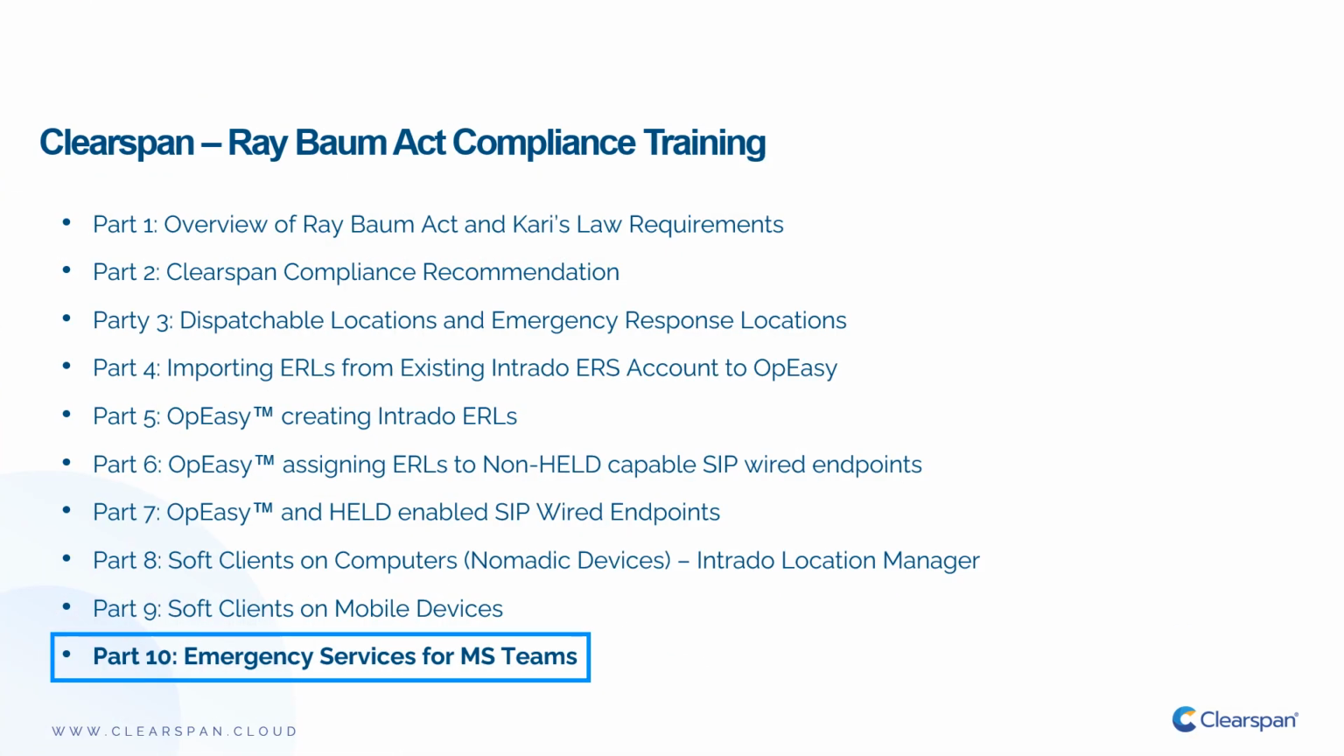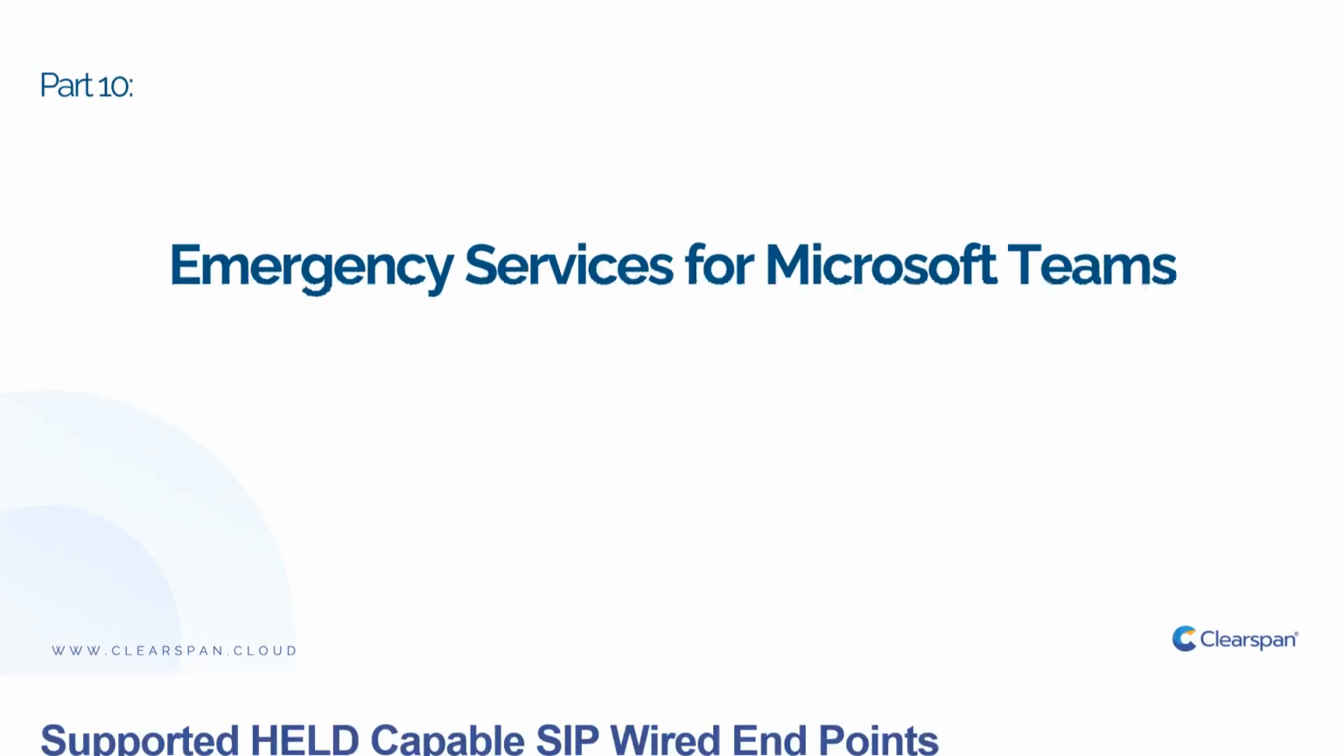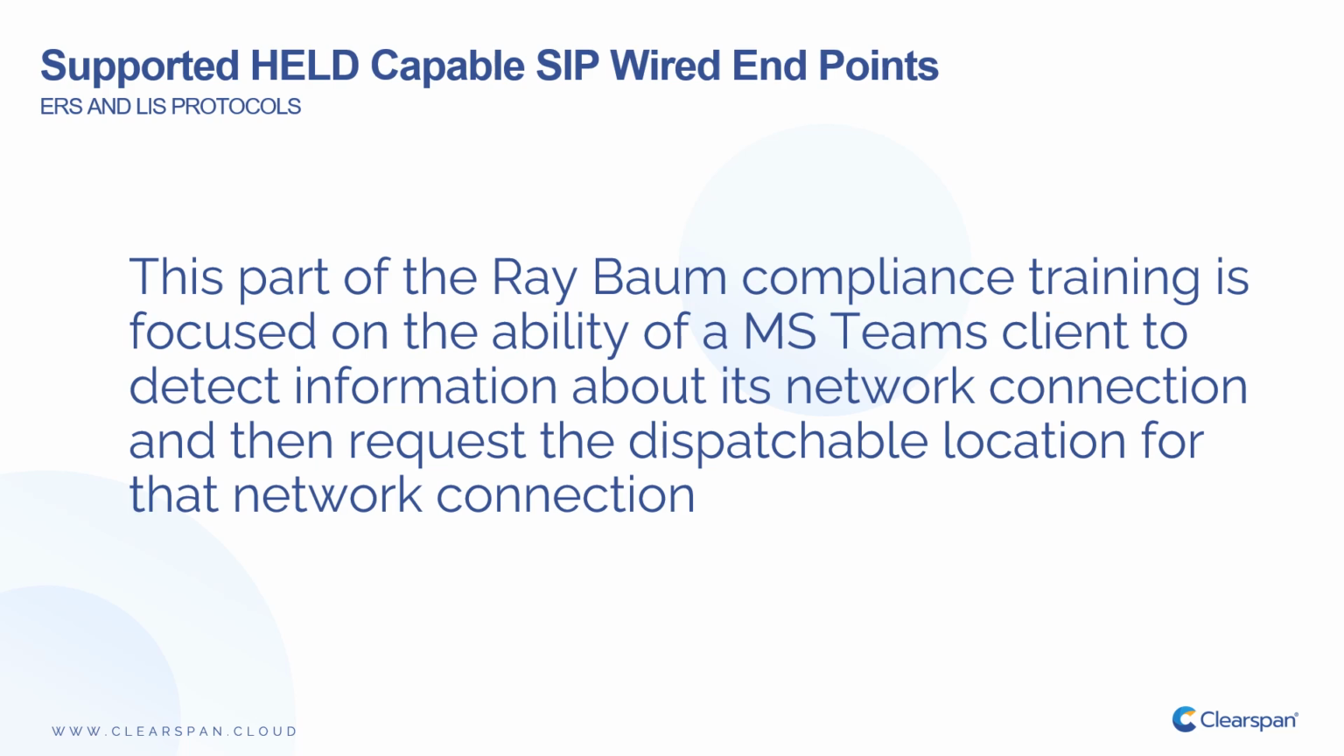Part 10 covers 911 functionality with Microsoft Teams clients. This part of the Baum compliance training is focused on the ability of a Microsoft Teams client to detect information about its network connection and then request dispatchable location for that network connection.